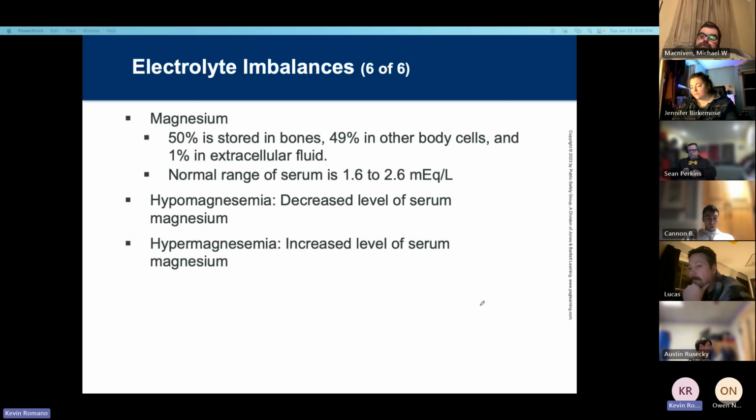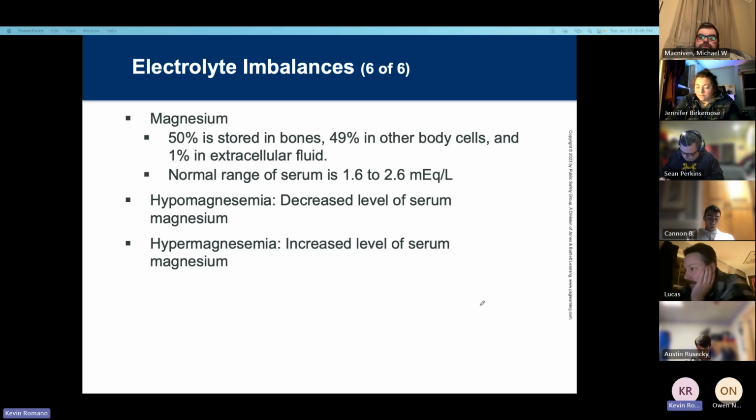The next one is magnesium. Magnesium is 50% stored within the bones, 49% in other body cells, and 1% in the extracellular fluid. Magnesium is one of those electrolytes that plays well in all fields, okay? It works well with the positives and the negatives. So the normal range of magnesium is 1.6 to 2.6 milliequivalents per liter.